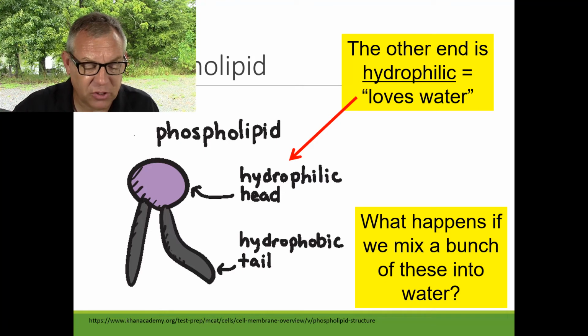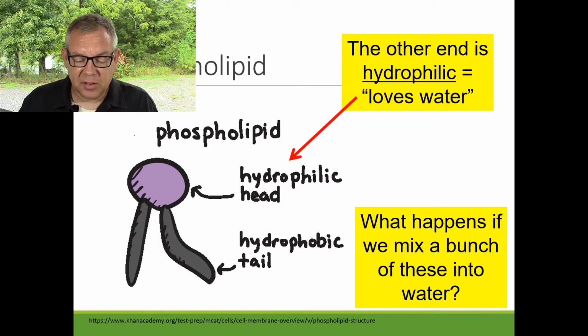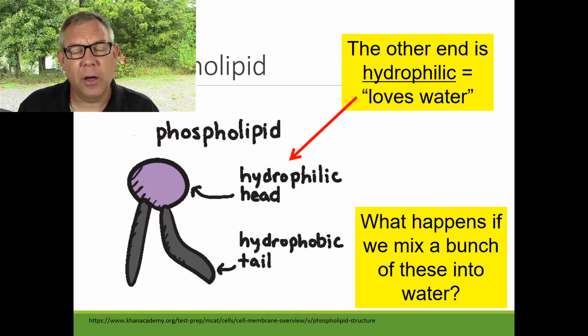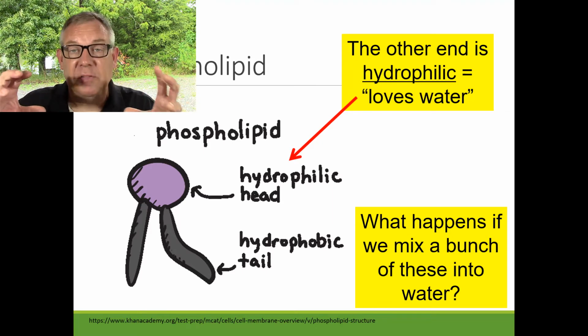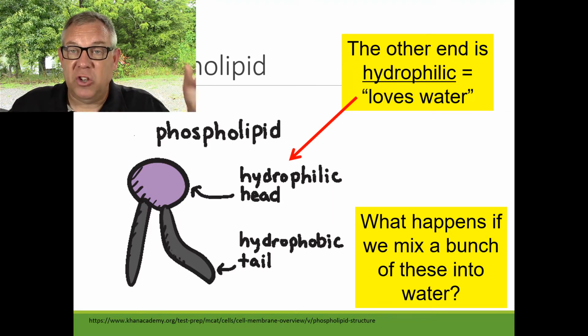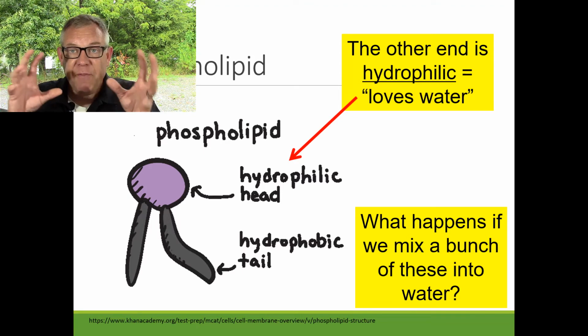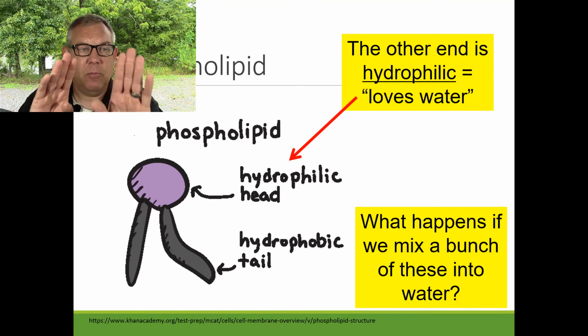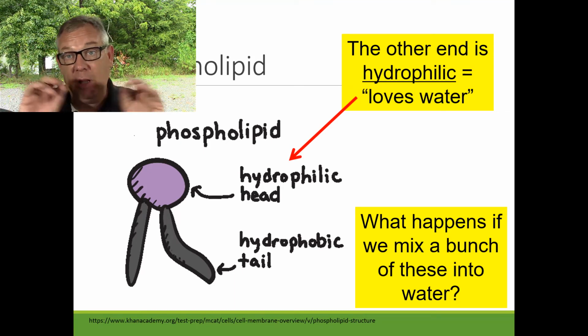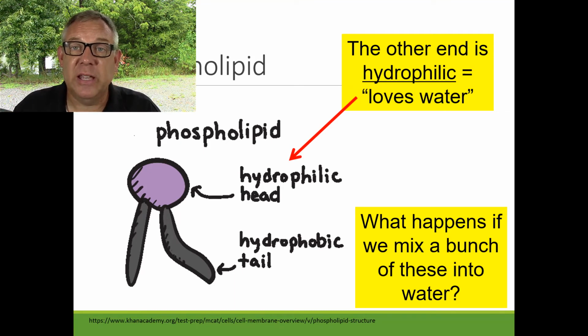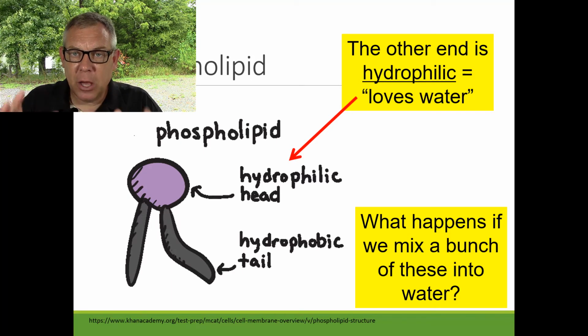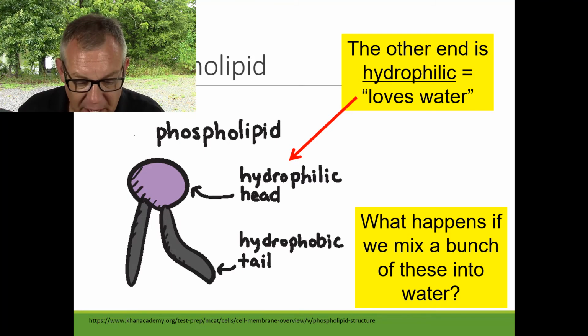And so if you've got a bunch of these things and you mix them in water, what are they going to do? So let's say I've got 10 million phospholipids and I dump them in water. What's going to happen? One half of each of those molecules is going to love the water. The other half is going to want to get away from the water. How are they going to arrange themselves? Well, it's pretty interesting.